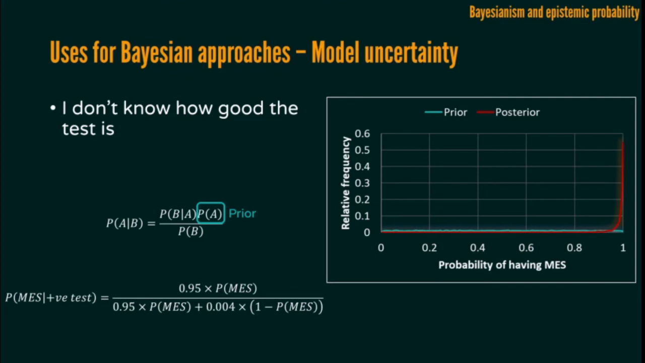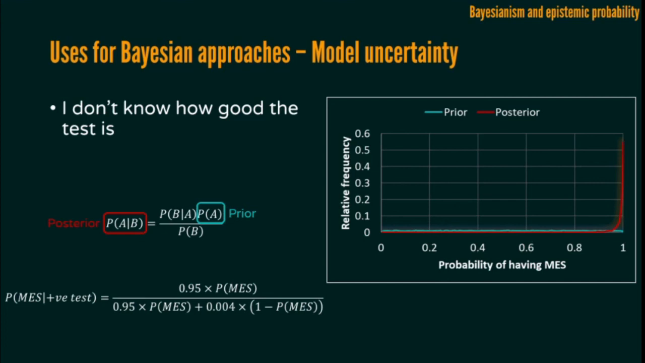The red line was the posterior. And this is what we calculated using the equation here: P(ME given a positive test), or here P(A given B). Here it goes. It's red because the line we used to mark it is red.